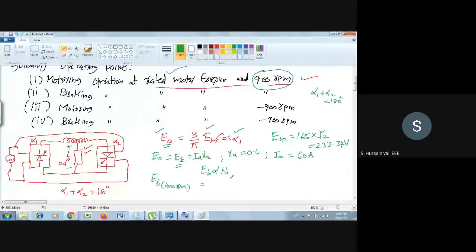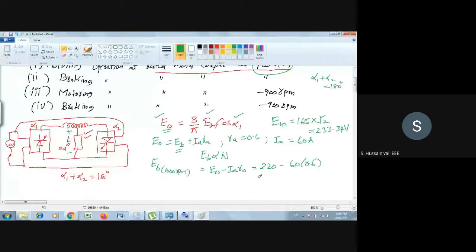That is equal to E naught minus IA RA. He has given the rated voltage as 220, minus IA is 60 into 0.6, so you will get 36. So 220 minus 36, how much is it? 184 volts. If I am not wrong, it is 184 volts.